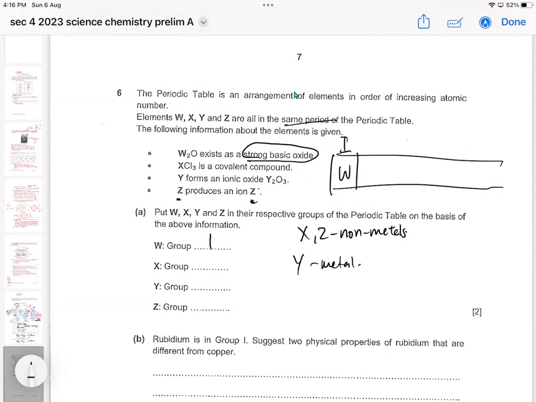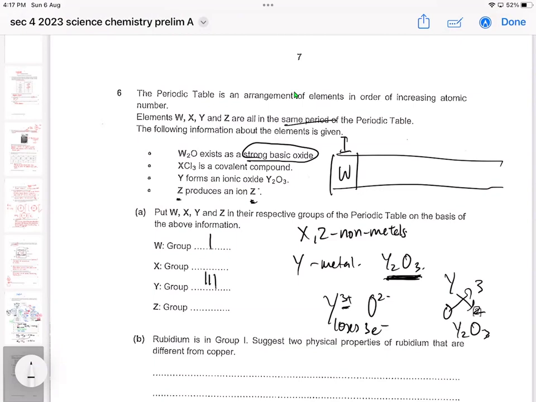So if you look at the compound, Y2O3, oxygen is 2 minus. So what must be the charge on Y in order to get this? If you look at the formula, 2 and 3, this guy has to be 3 plus. So that when you cross the formula, Y is 3, O is 2, the charge, you get Y2O3. In order to get this combination, Y has to be a positive 3. So if it's a positive 3, that means it loses 3 electrons to be stable. And therefore, Y should be in group number 3.